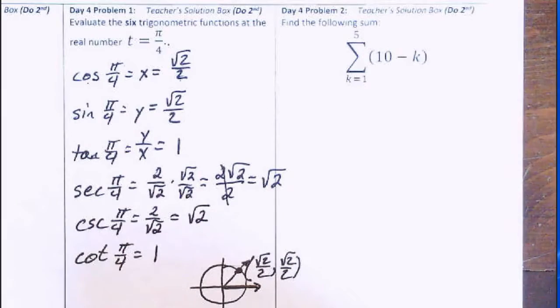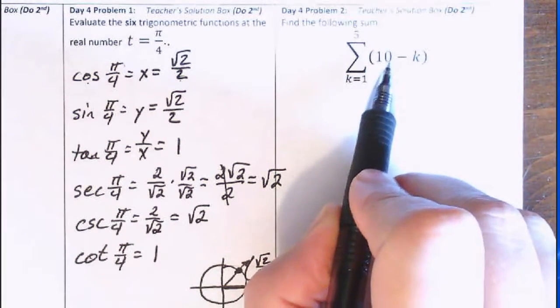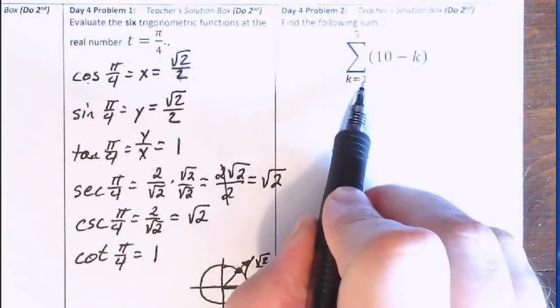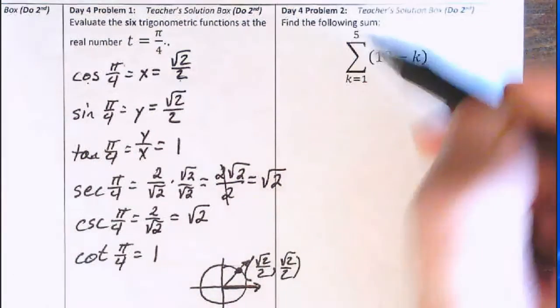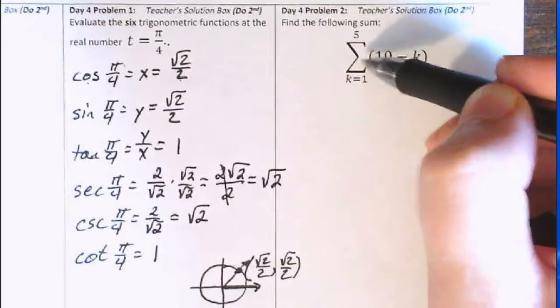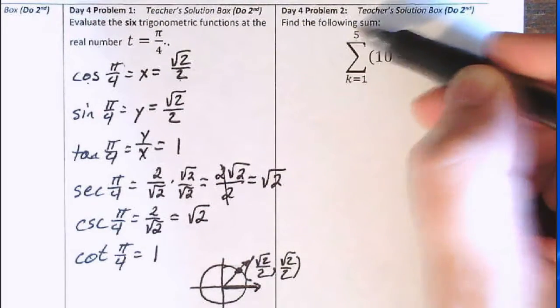Now day 4, problem 2. Find the following sum. The expression that we're summing is 10 minus k. We're going to start by inputting 1 for k, and then input 2, 3, 4, and 5. We're going to stop when we get to 5.